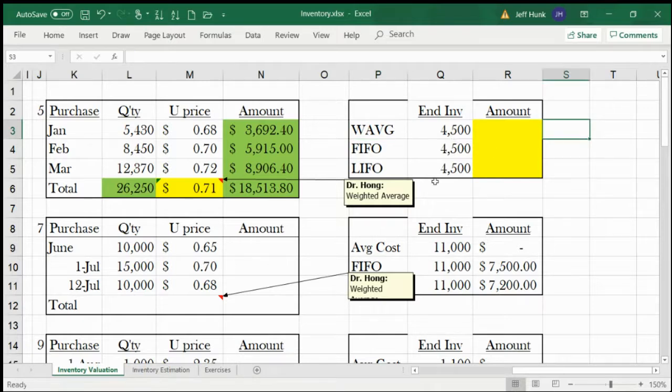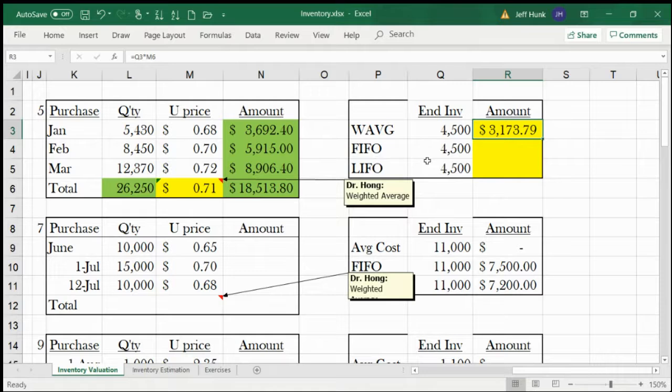Now, if the ending inventory is 4,500, what we should put there as the, oh, of course, I'm going to put, if you use weighted average, right? This will be multiplied by S. Okay, there you go.